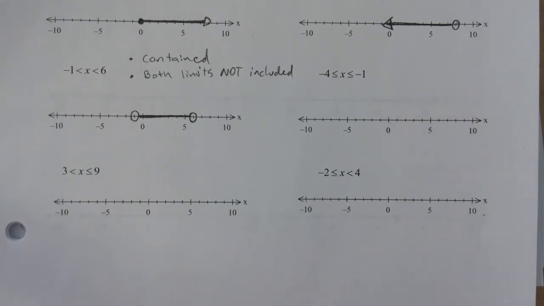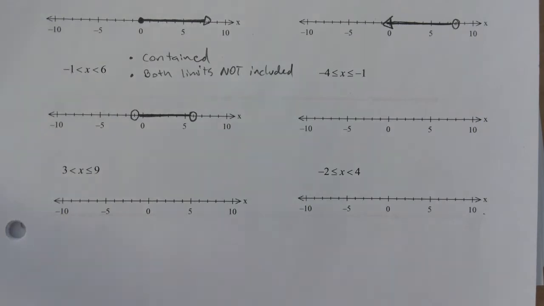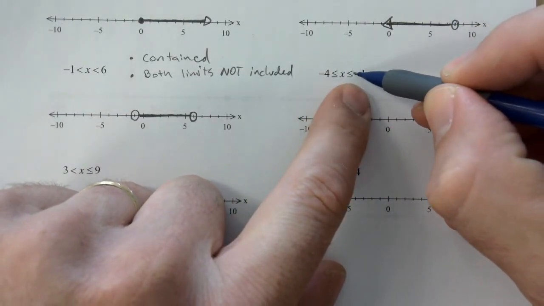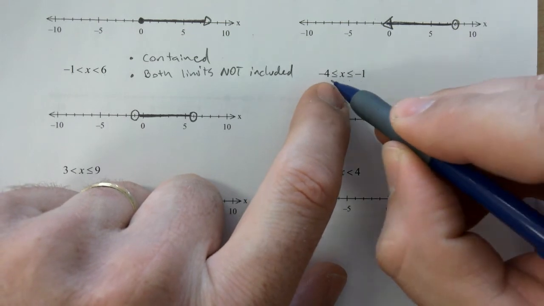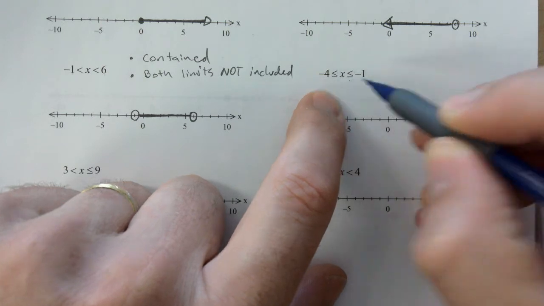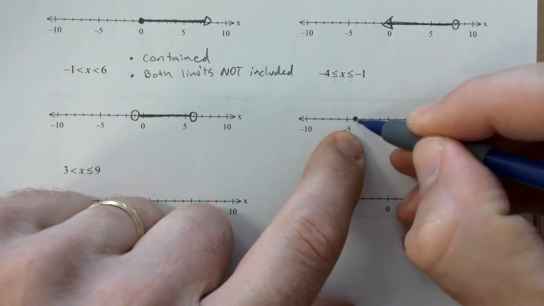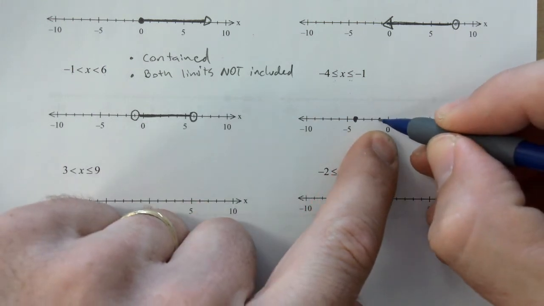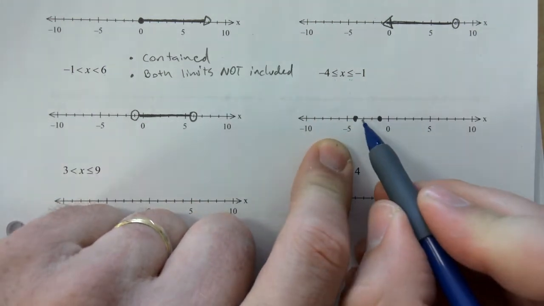All right. So this one, it's also contained. Both of them have the equal sign. So both of them are included. Both limits are included. So we go to -4, solid. We go to -1, solid, and then just connect them.